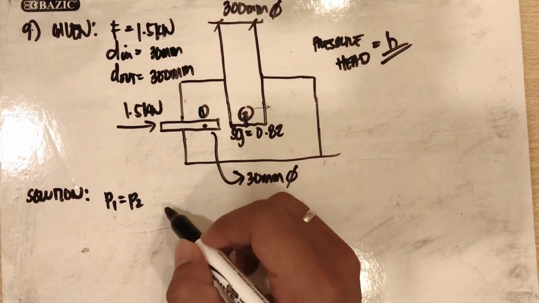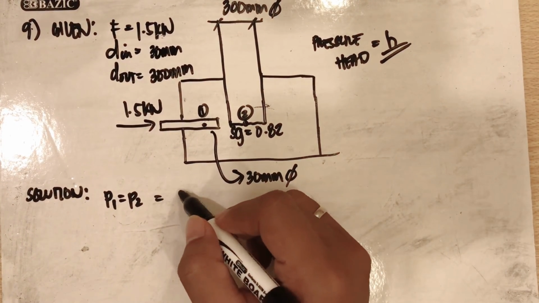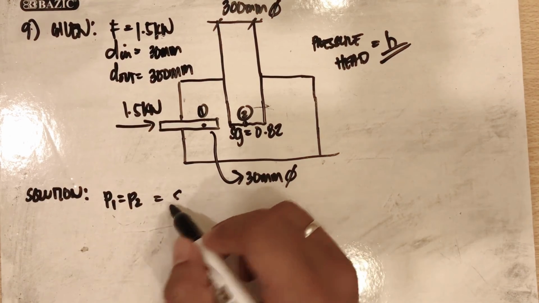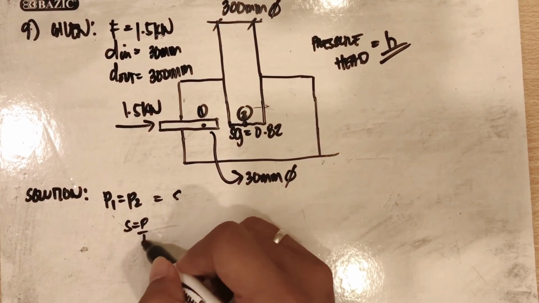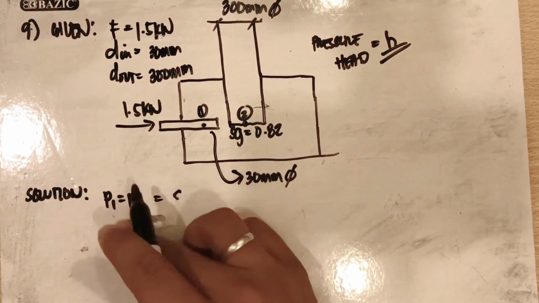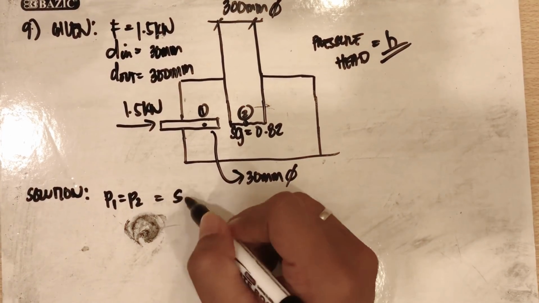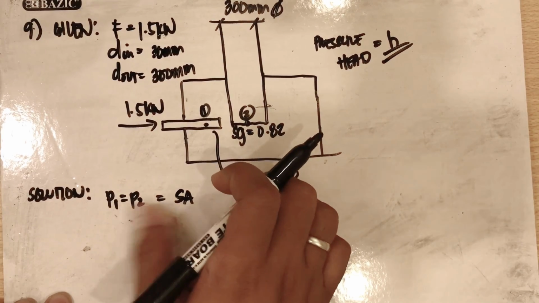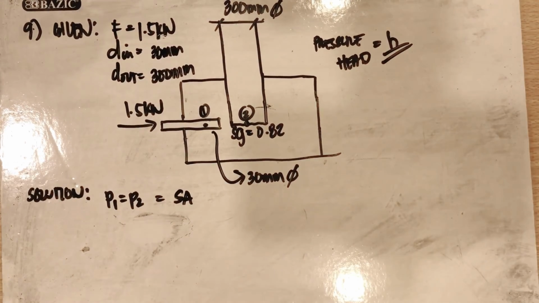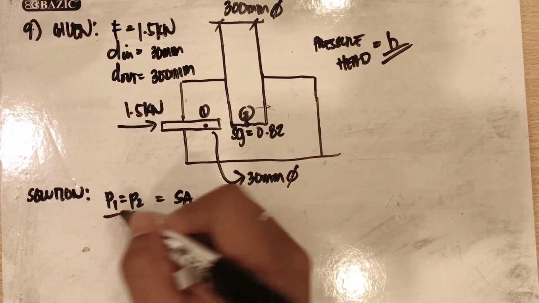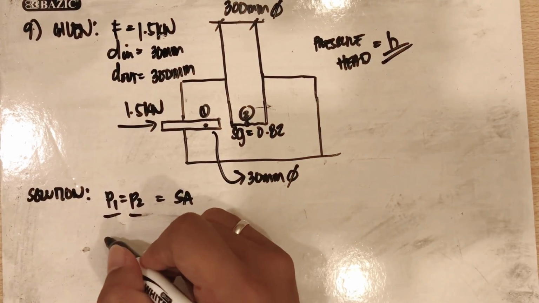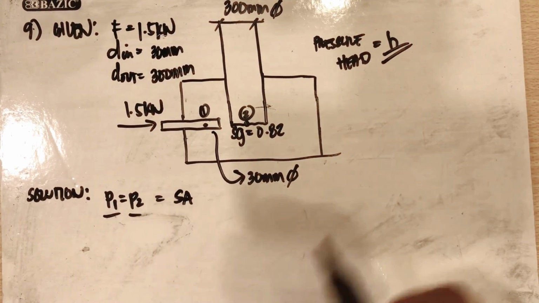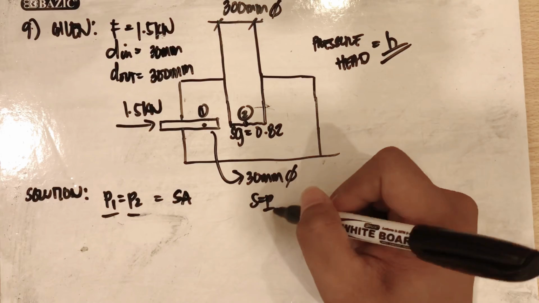So, since naglalay sila sa the same elevation, P1 is equivalent to P2, where P1 and P2 is equivalent to S equivalent P divided by A. P1 and P2 is equivalent to stress times the area. So, yan. Try natin. So, input lang natin yung value.